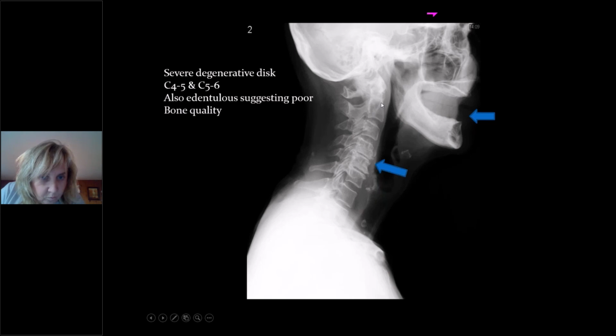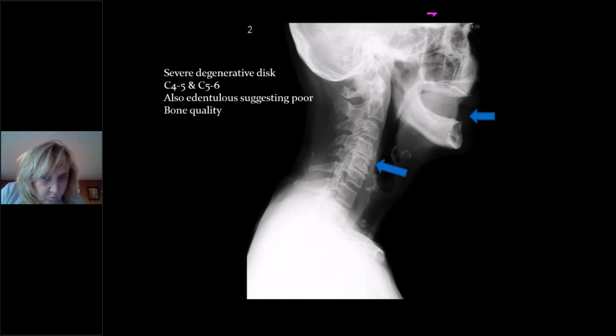It's always bigger. And then again, we've got the disc space, not the disc, but the disc space. And then you've got the spinous processes on the posterior aspect. So you can look at these and see, hey, there's classic degenerative changes, disc space loss, consistent with degenerative disc disease in the cervical spine, in this case, C4-5, C5-6.